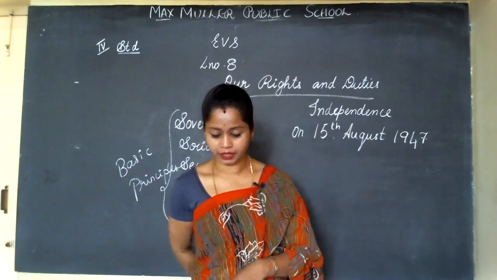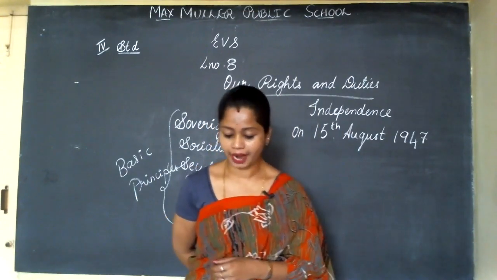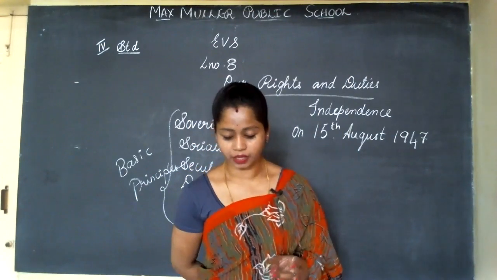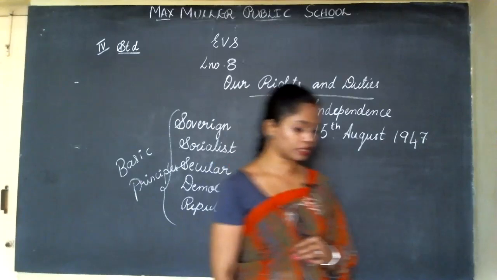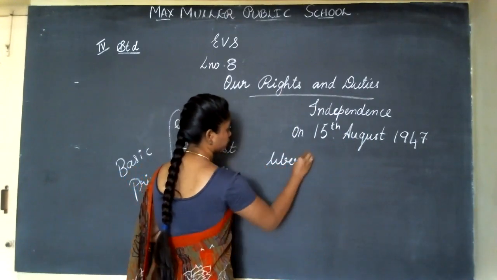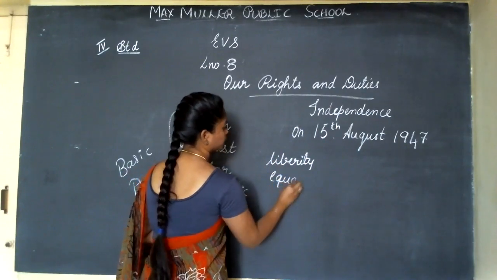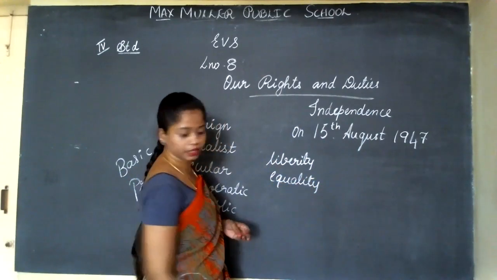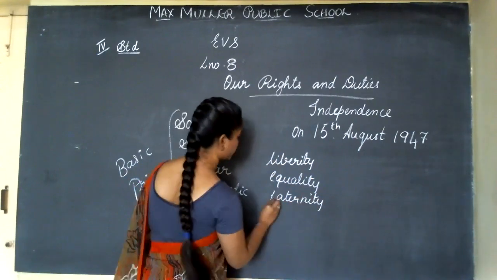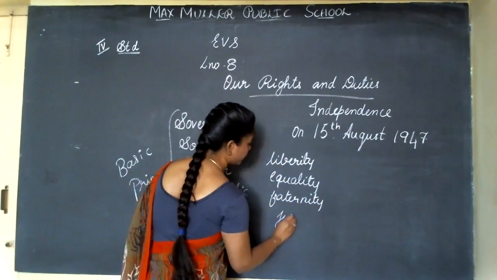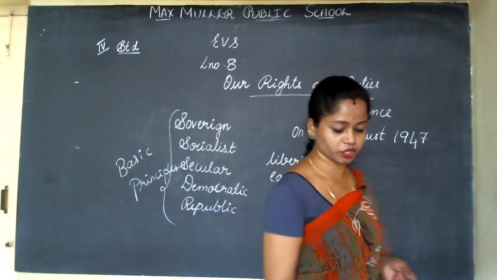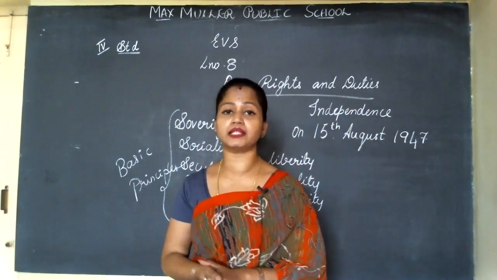And the remaining principles, liberty, equality, fraternity and justice, are also mentioned in the Constitution, in the preamble.